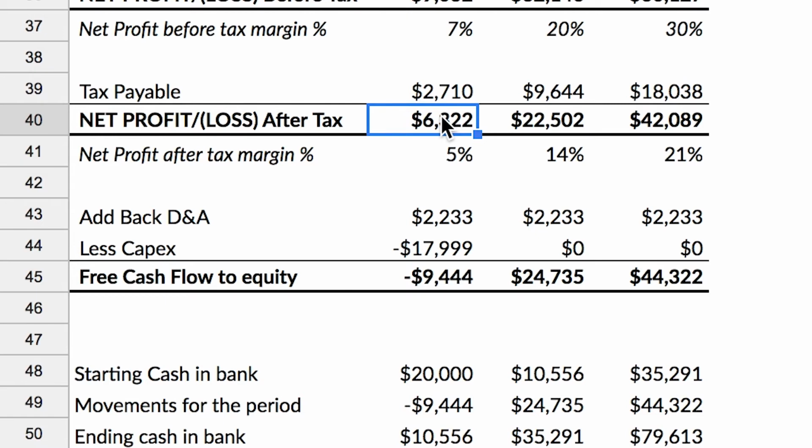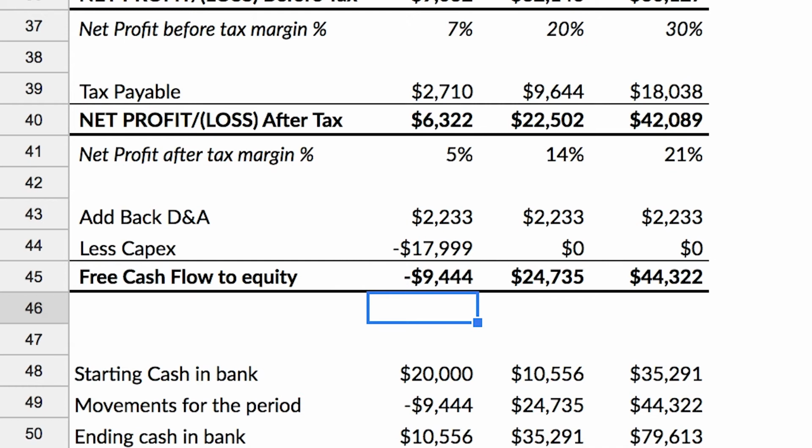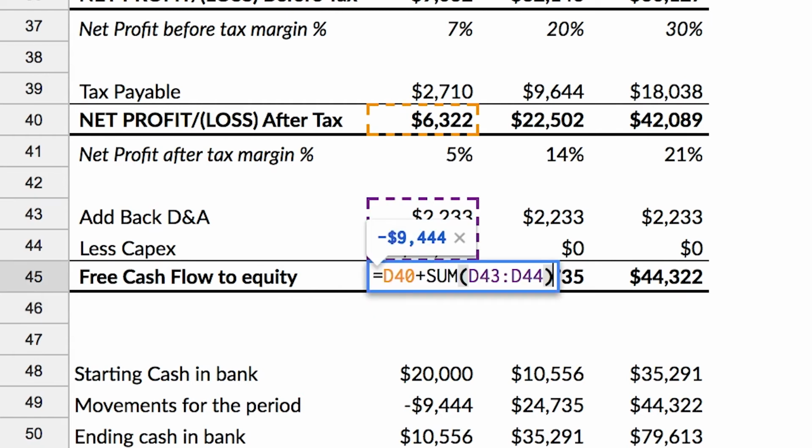Let me go through the last set of kind of confusing calculations about cash in the bank and movements for the period. The easiest way to do this is just copy all the formulas from our template and then put your own numbers in the assumptions. Now that we've figured out our net profit and loss after tax, we can add back in the depreciation and amortization. We can deduct the capital expenses, which tells us after we have made money, paid all of our taxes, and taken away the amount of money we spent to start the business, we have the free cash flow to equity.